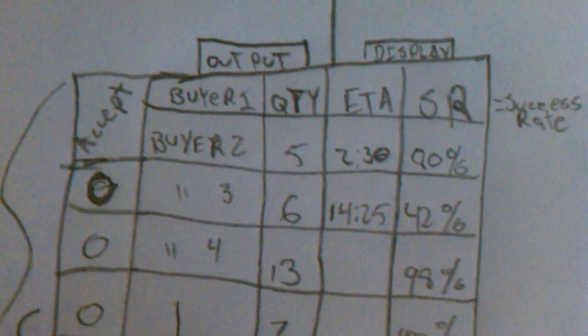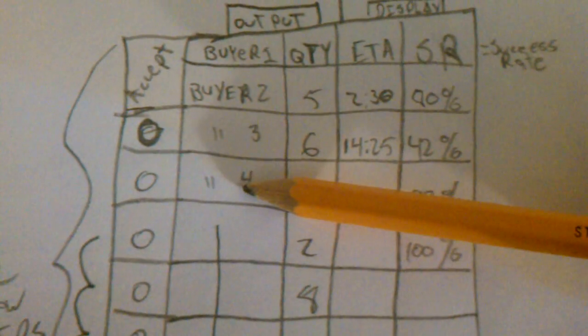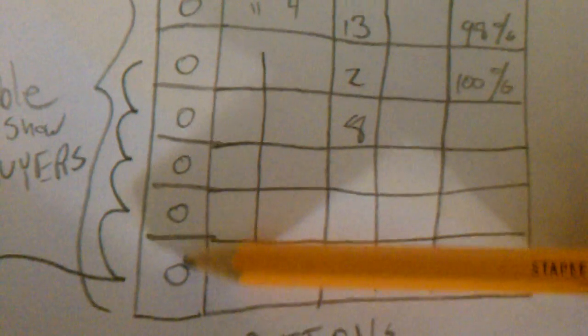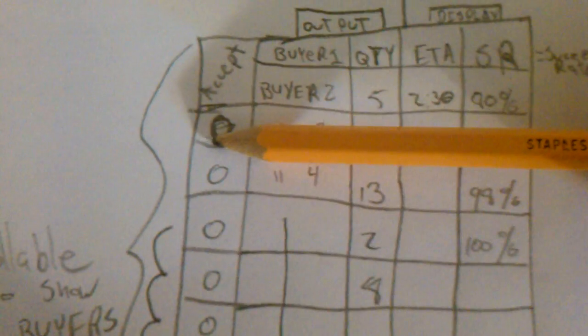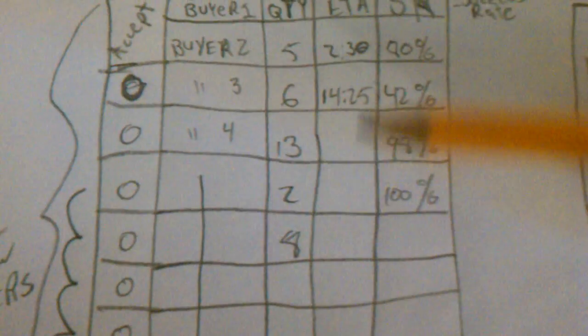He is then given an output with the number of buyers. Well, just buyer 1, buyer 2, buyer 3, whatever. Accept buttons over here. These are touchable. If you touch one of these, you'll get a little window that says, do you wish to accept buyer whatever? And you click yes or no.